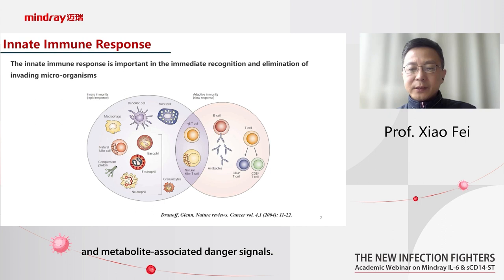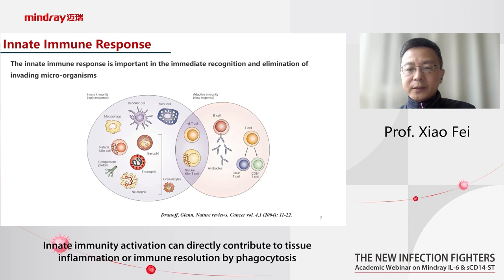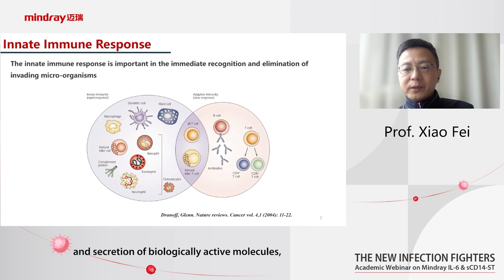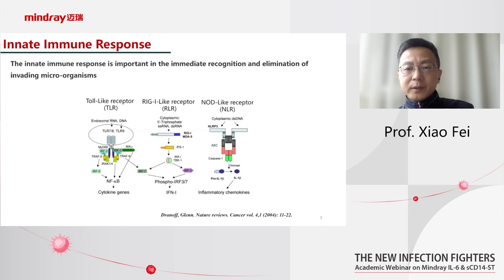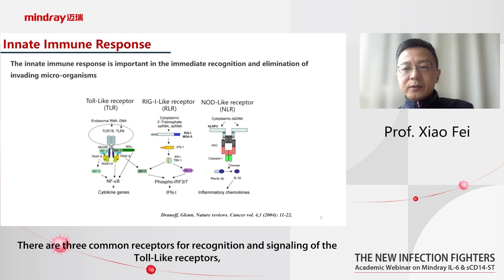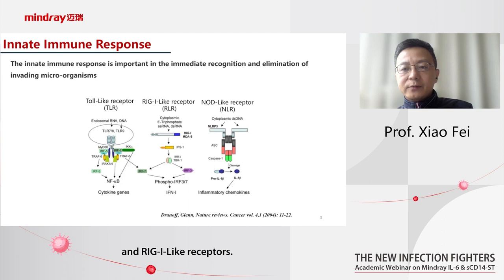Innate immunity activation can directly contribute to tissue inflammation or immune resolution by phagocytosis and secretion of biologically active molecules, or indirectly via antigen-presenting cell activation, mediating the adaptive immune response. There are three common receptors for recognition and signaling: the Toll-like receptors, NOD-like receptors, and RIG-I-like receptors.